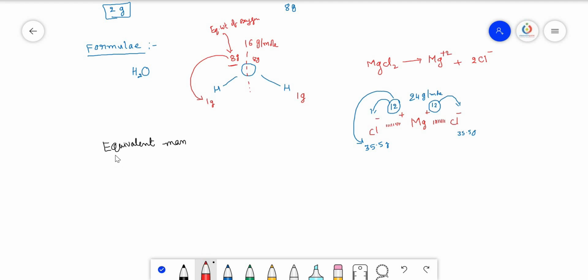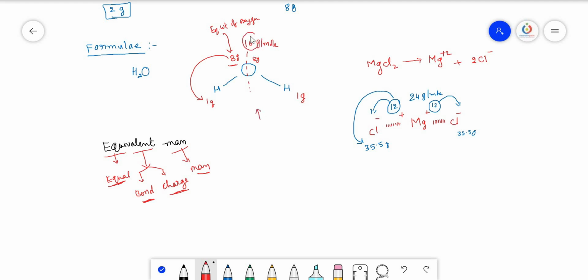Now let us see. Equi stands for equal. Valence: this valency may be a bond or it may be a charge. Mass is simply mass. So equivalent mass means the mass that is equally distributed between the bonds or charges. It is the mass of an element that is equally distributed among the bonds or charges that is called the equivalent mass.